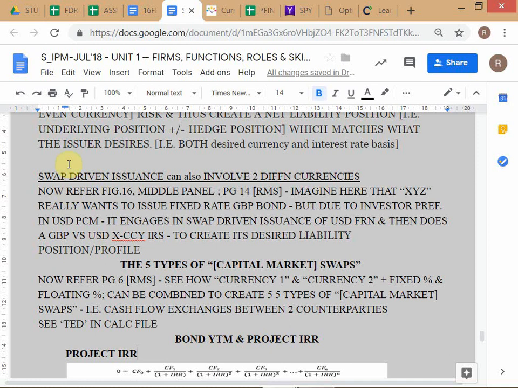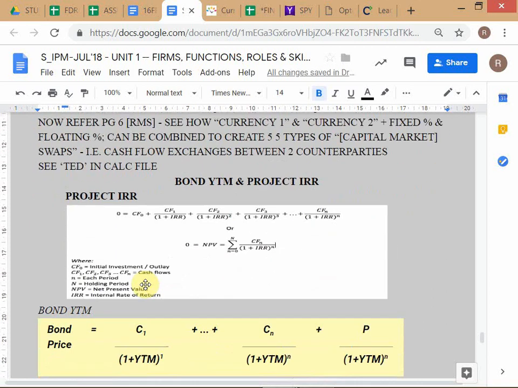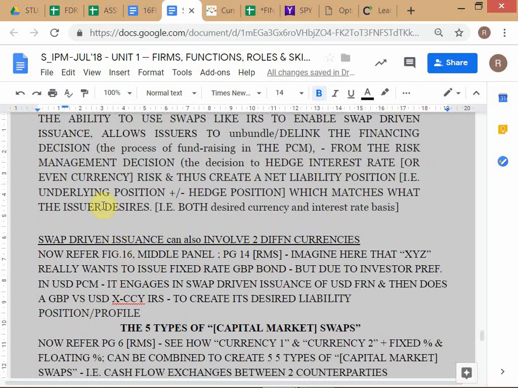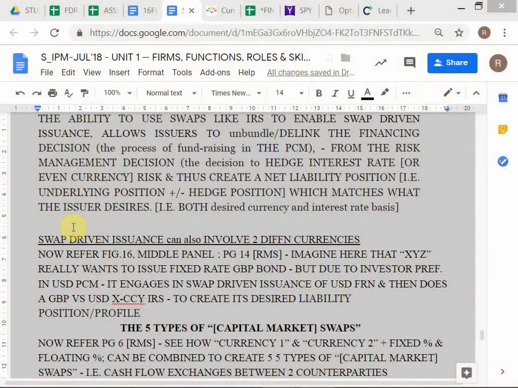I've just clustered the text together. I'll split it up because I want to capture these two images in the same view. That's why I've clustered all the text together. It looks unfriendly, and I'll change it later once we've covered this topic. So swap-driven issuance can involve two currencies as well. Let's open that book once again.